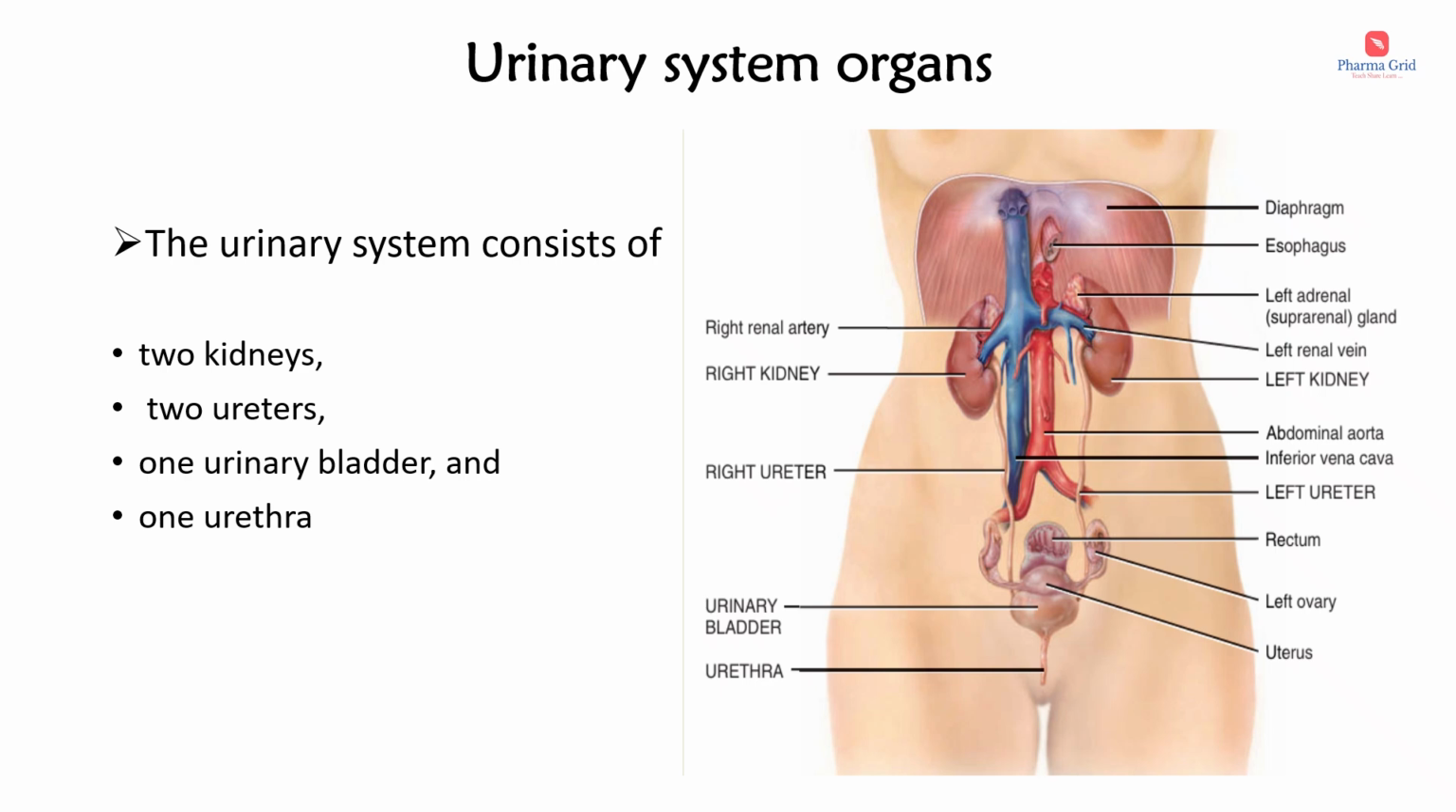The urinary system consists of two kidneys, that is a pair of kidneys, two ureters, one urinary bladder and one urethra. Okay, so these are the major organs coming under the urinary system, that is a pair of kidneys, a pair of ureters, one urinary bladder and one urethra.